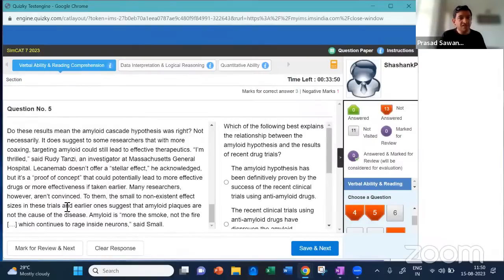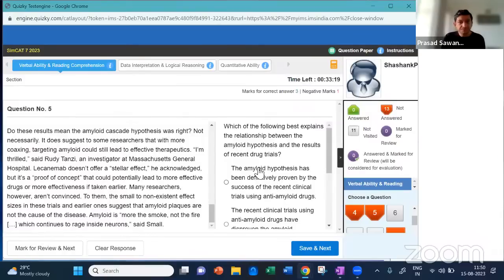Many researchers, however, aren't convinced. To them, the small to non-existent effect sizes in these trials and earlier ones suggest that amyloid plaques are not the cause of the disease. Oh, so they are saying that amyloid plaques might be a wrong thing to talk about at all. Amyloid is more the smoke, not the fire. It's not the root cause of the disease, which continues to rage inside neurons, right? That is fine, but it's not the root cause of whatever happens in AD. That is what they're trying to say.